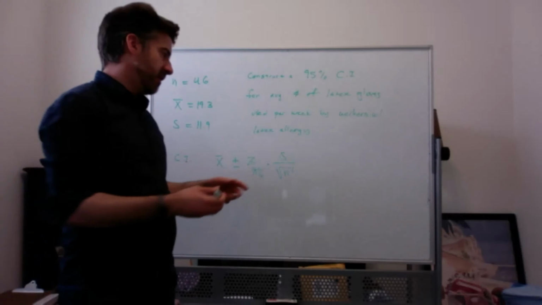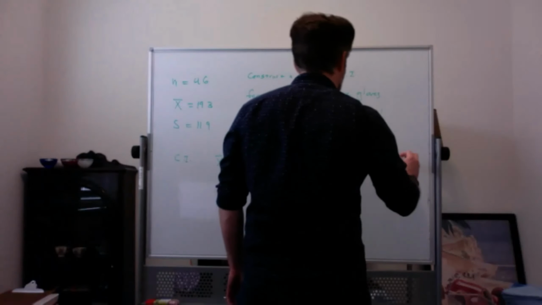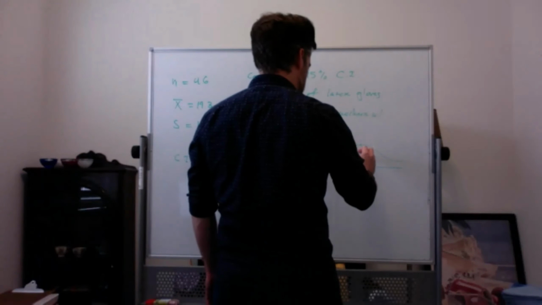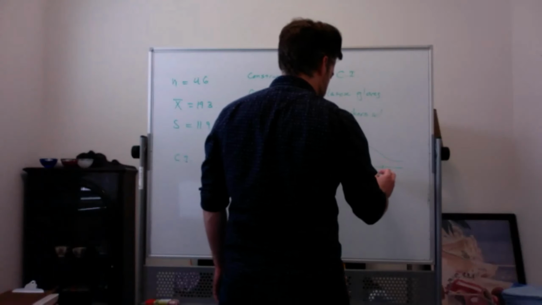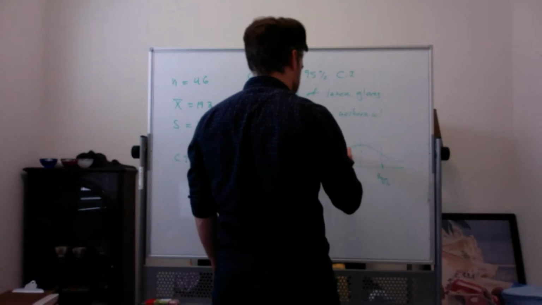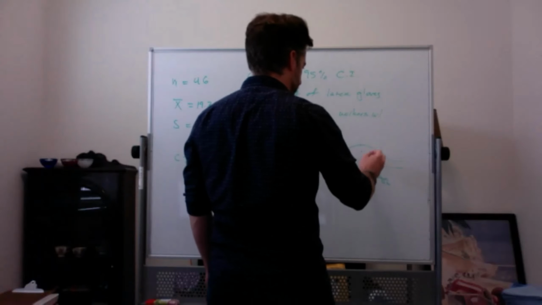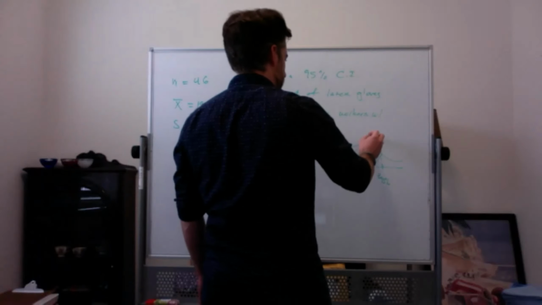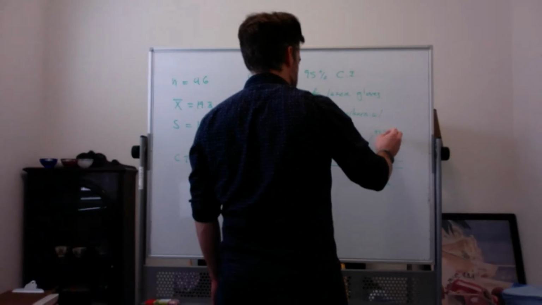Where the Z 95% score is just, and I feel like I've probably written that wrong. Right, that's the Z score where 95% of the data is in there.